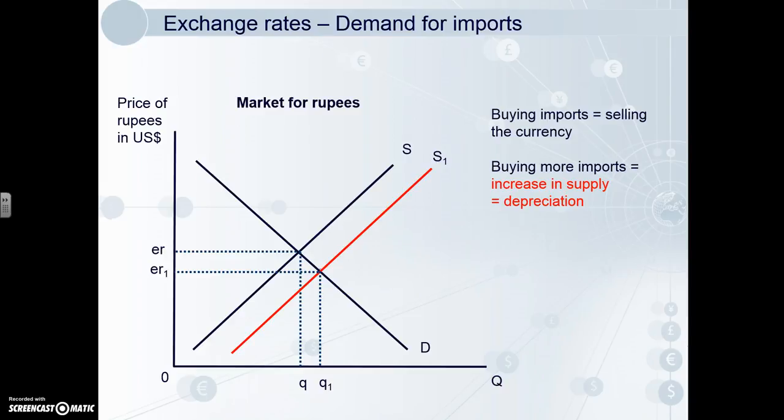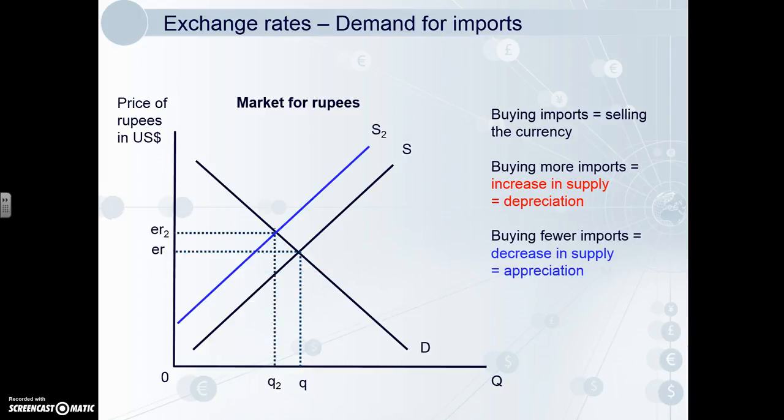It will now take fewer US dollars to buy 1 rupee. If the Indians buy fewer imports than previously, they are now supplying fewer rupees. Decrease in supply and therefore appreciation in the currency.